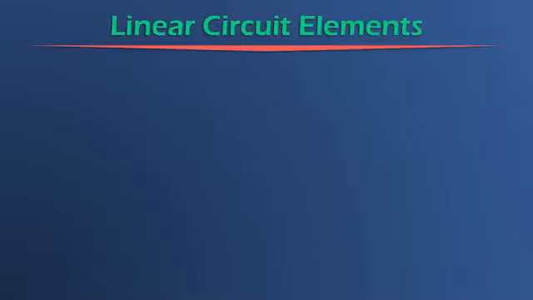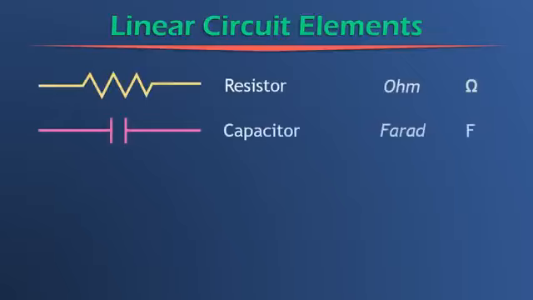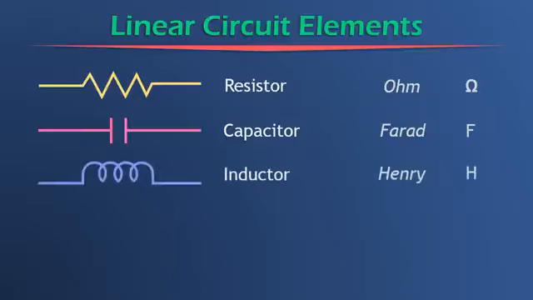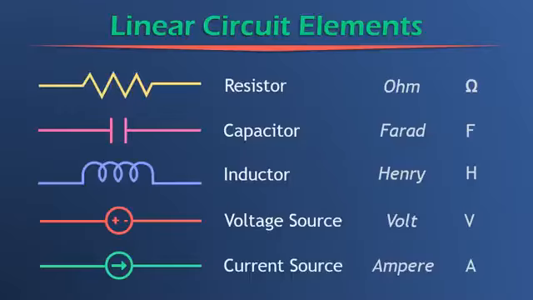Today we're going to be dealing with linear circuit elements in all of our examples. And what are the linear circuit elements that we might encounter? Well, we have the humble resistor with units ohm and symbol omega, the capacitor with units farad and symbol F, the inductor with units Henry and symbol H, the voltage source with units volt and symbol V, and the current source with units ampere or amps and symbol A.